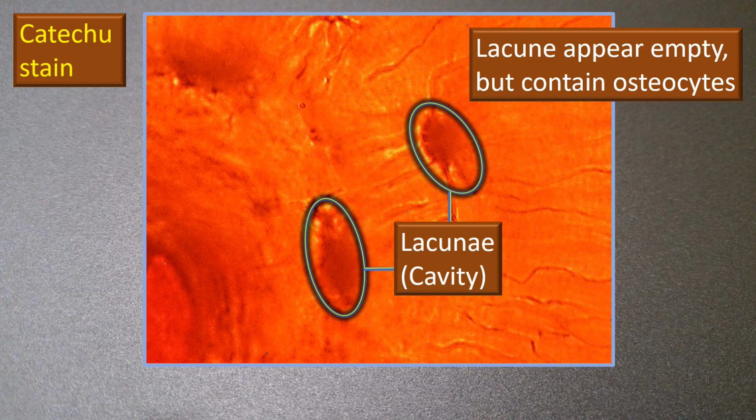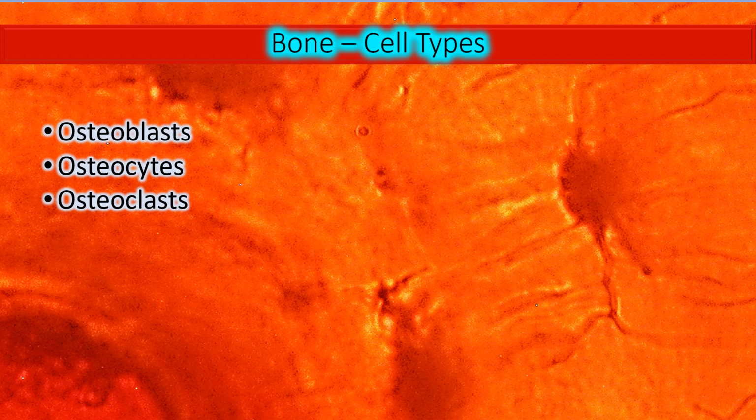Now there are various types of cells in the bone. We are now discussing the compact bone. Basically we have three types: osteoblasts, osteocytes, and osteoclasts. Now we will try to understand each of these a little more in detail.